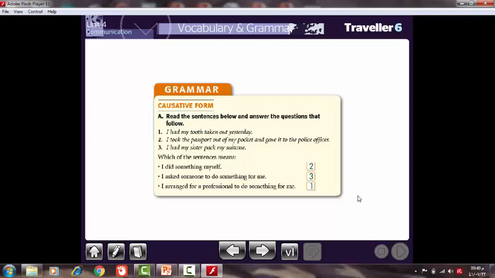Yes. Number one: I had my tooth taken out yesterday. Here is this example. I had my tooth taken out yesterday. Yes, it is past simple causative. Had here, and the object is my tooth. Taken is a past participle, passive. Yes, using have, past object, and here the past participle of take.